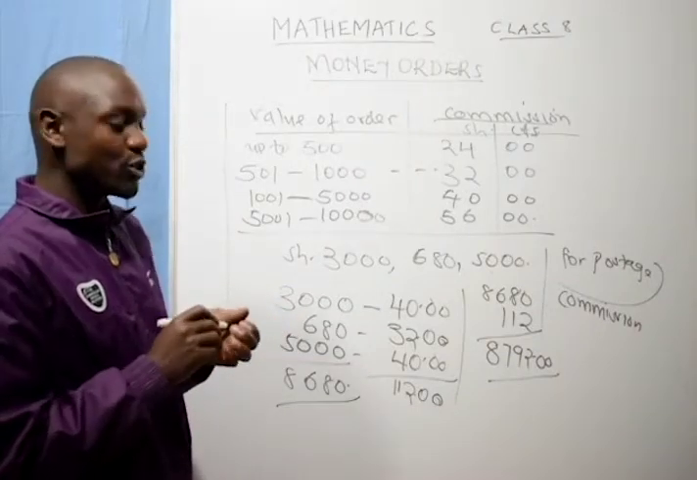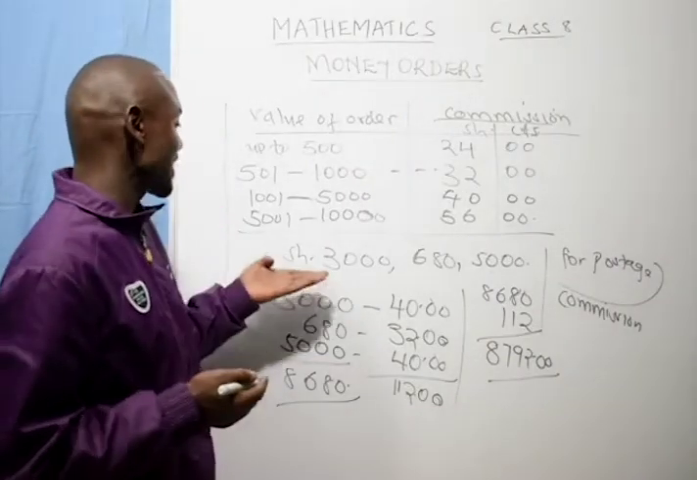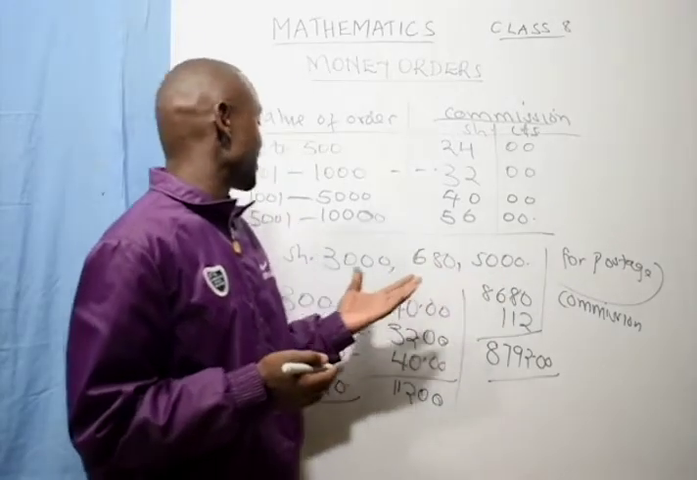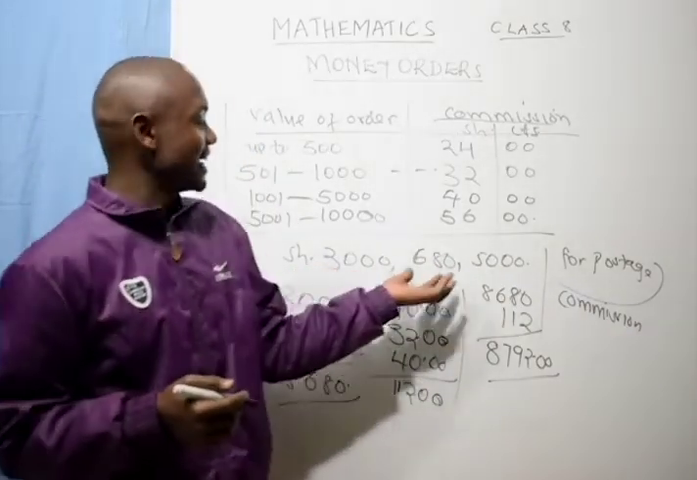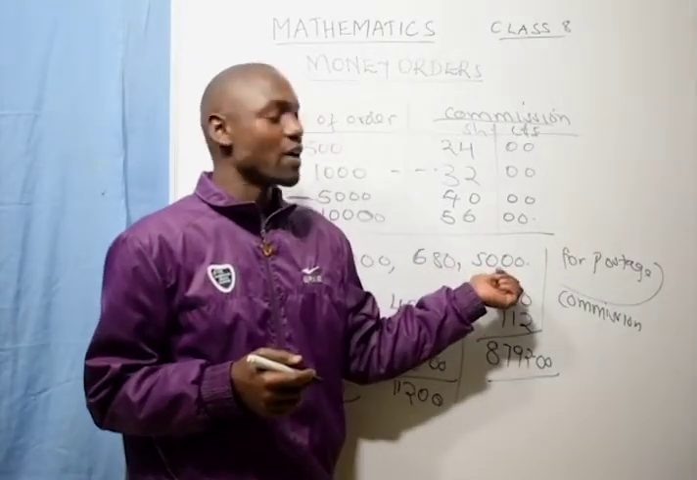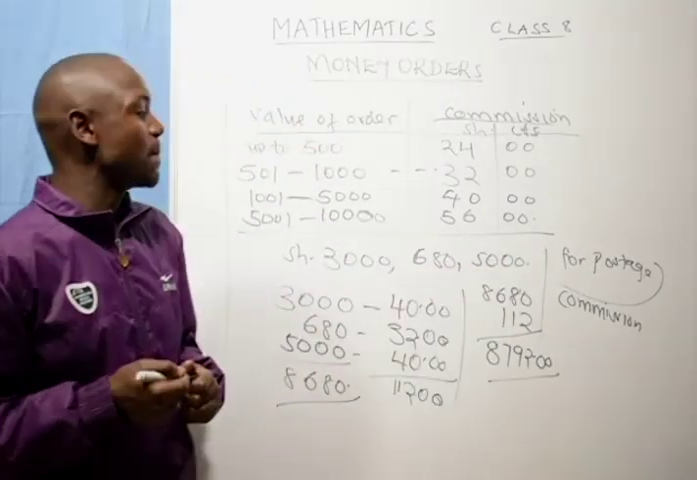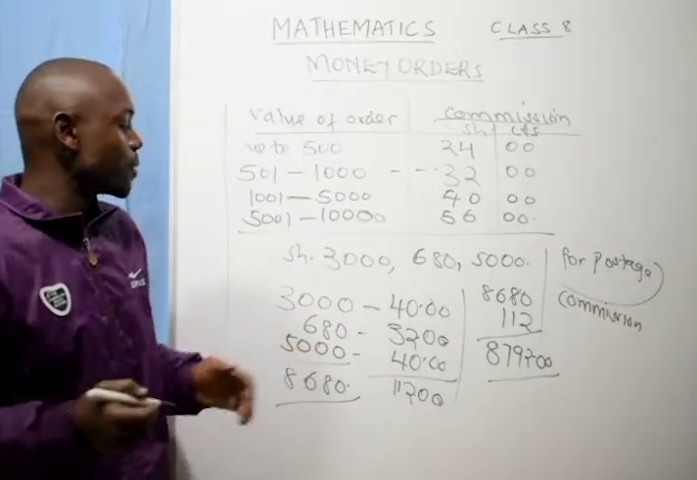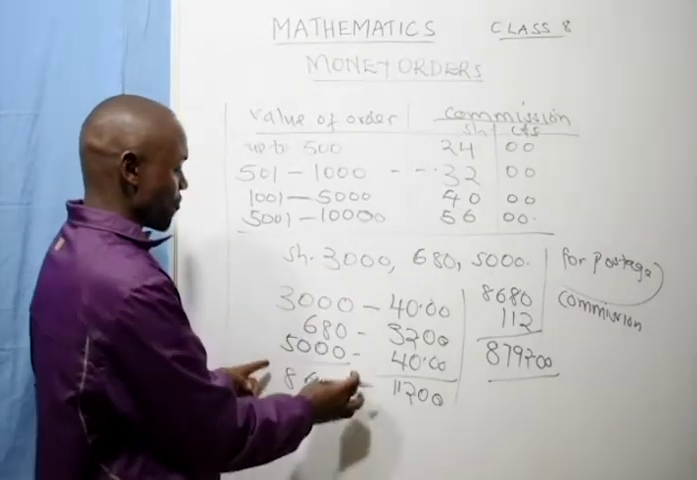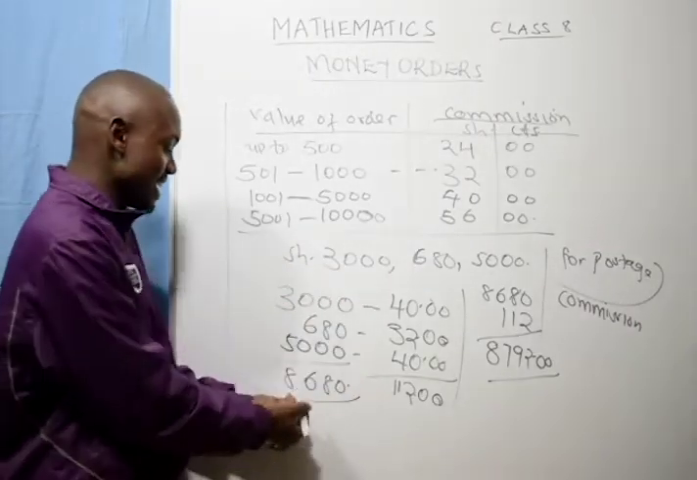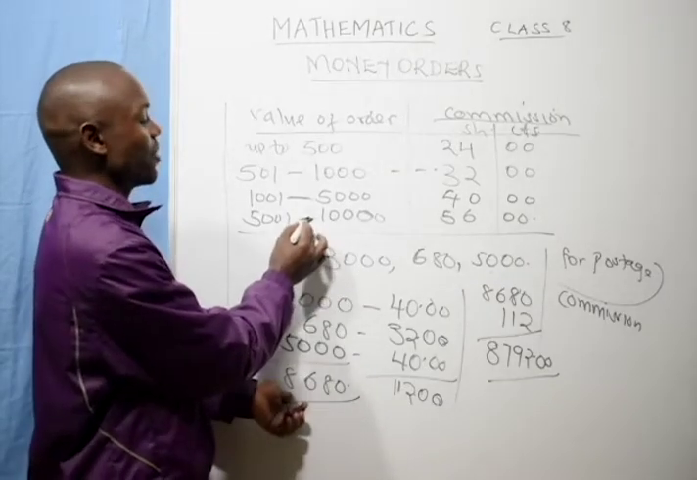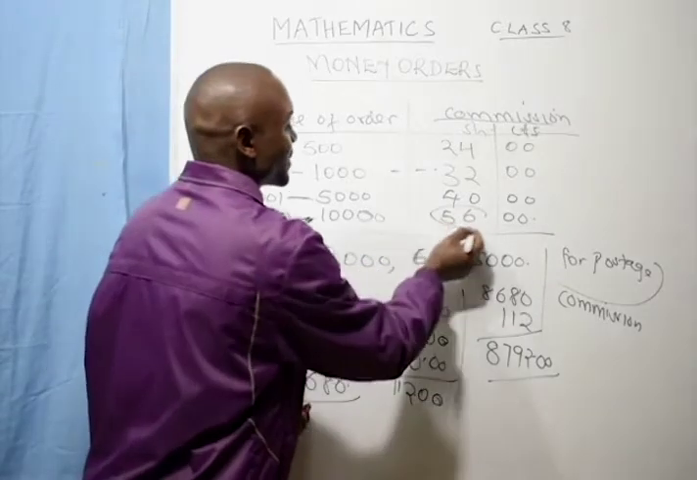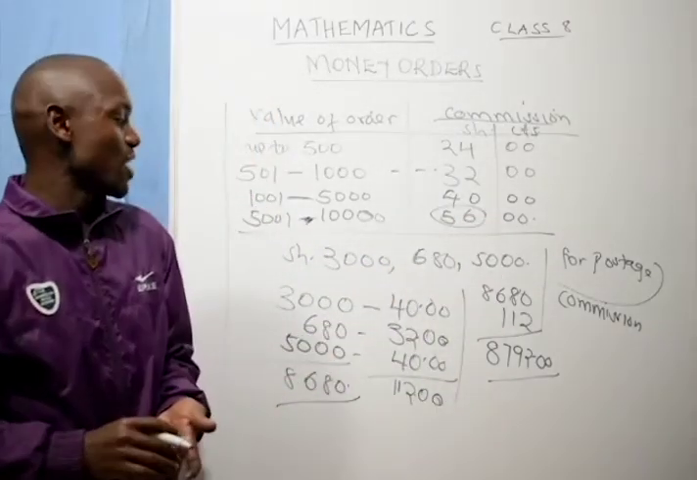Sometimes some children will be confused. Once given the money orders, you are told this person sent 3 money orders worth 3,000 shillings, 680 shillings, 5,000 shillings. How much money did he pay for the postage? Such people calculate the total value of orders, say 8,680 shillings, then look for the commission here, and take 56 as the answer, which is very wrong.